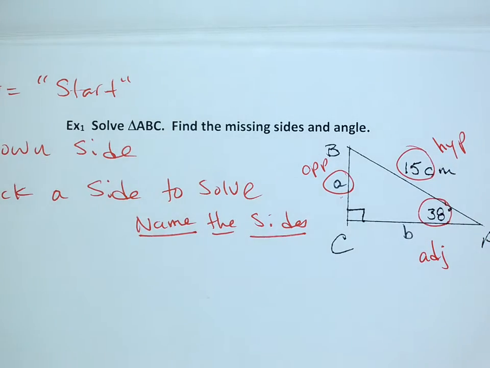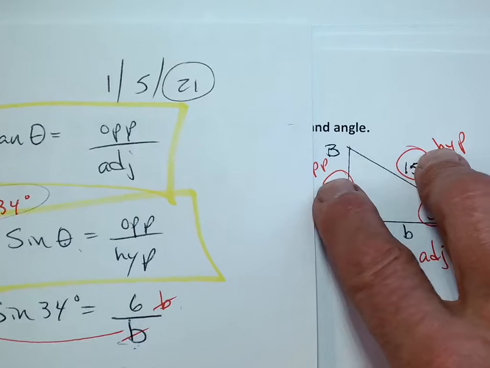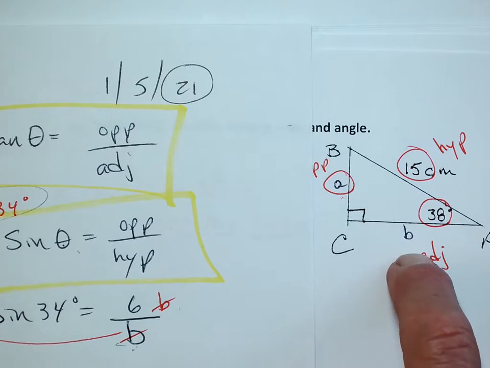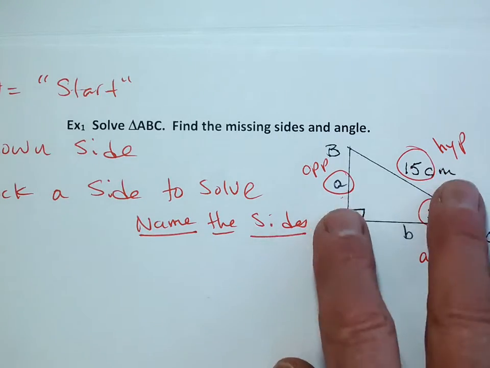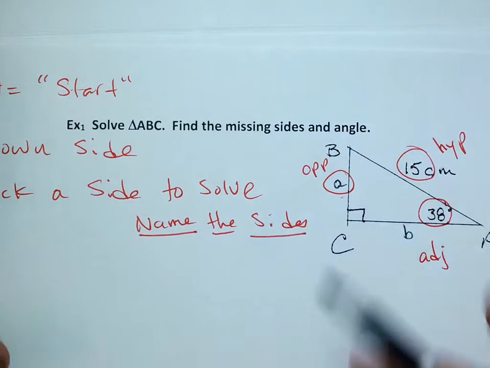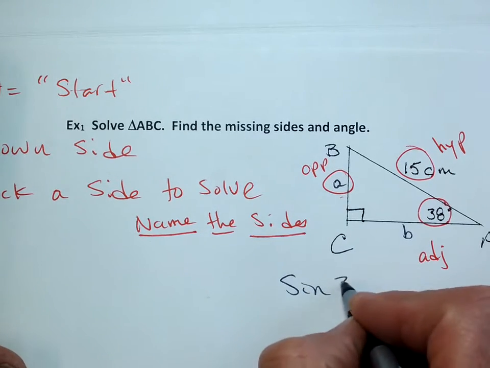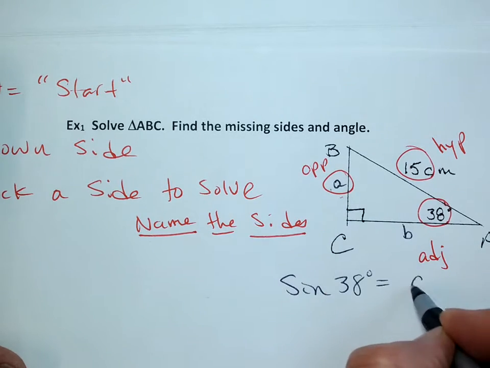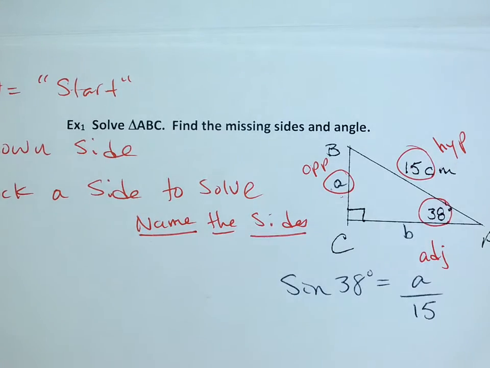So I look at my ratios. Opposite, hypotenuse: that has got to be sine. So I must use sine. I'm not going to do anything with the adjacent yet. So let's use sine. I'm going to set up sine of 38 degrees equals my opposite, which is little a, over my hypotenuse, which is 15.